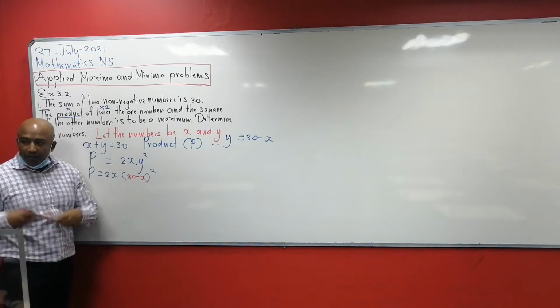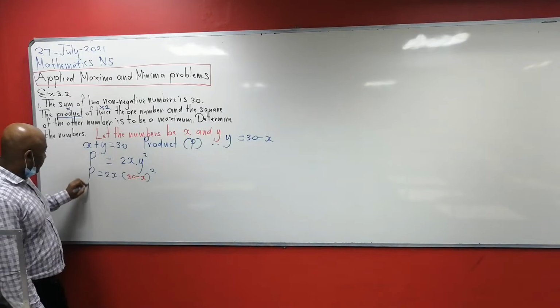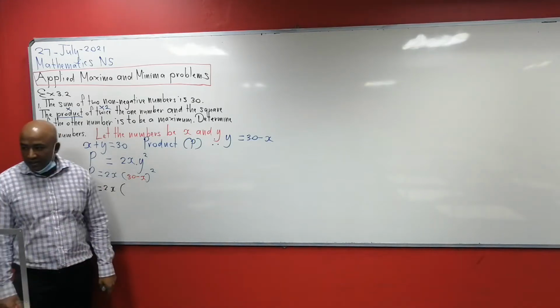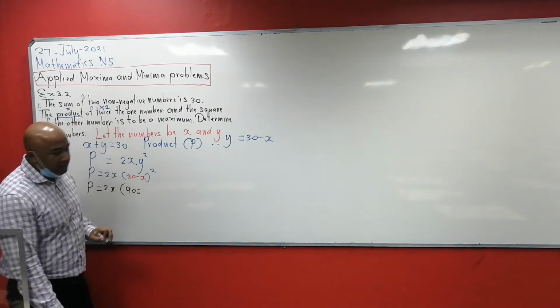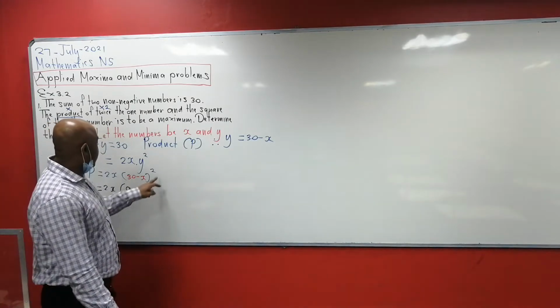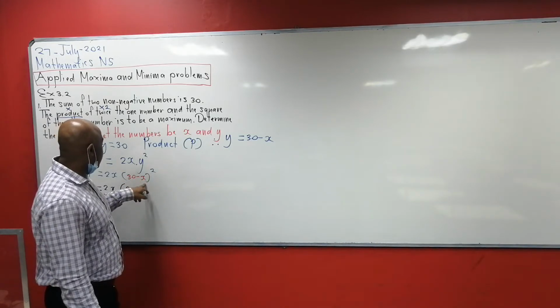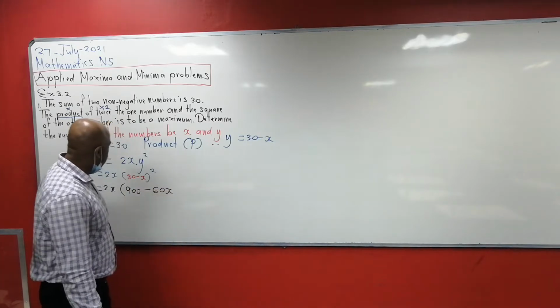But the common way for grade 12 will be just to square this. So that will be 2x. If I square this, 30 squared is 900. Then 2 times 30 times minus x, that will be minus 60x.